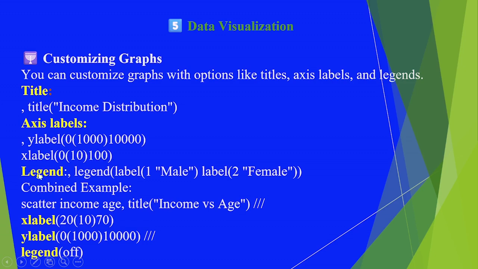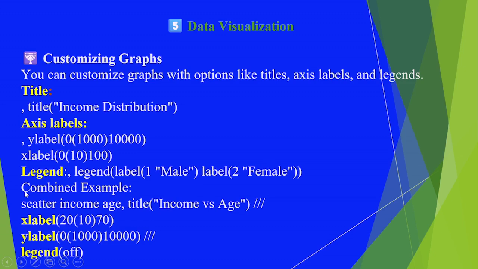And now we have the legend. Legend is like a key. So to add a legend, we just need to issue the command legend. Label 1 should be male and label 2, for example, might represent female.